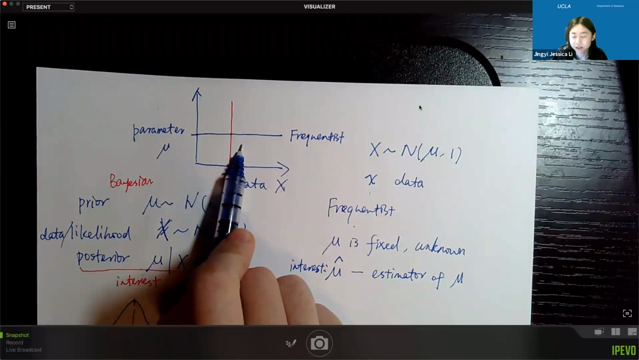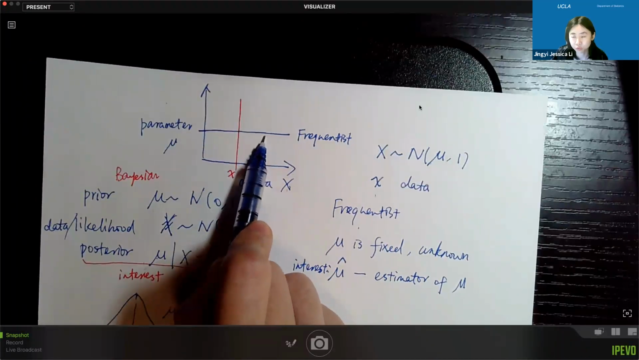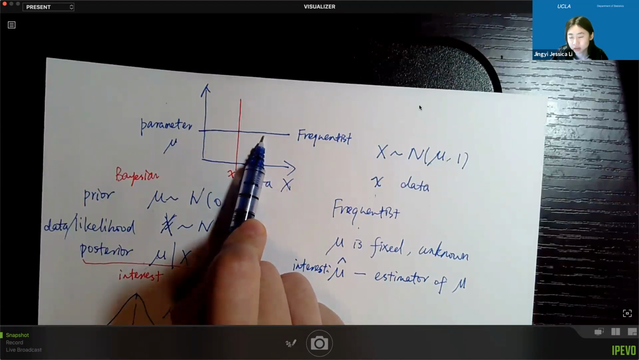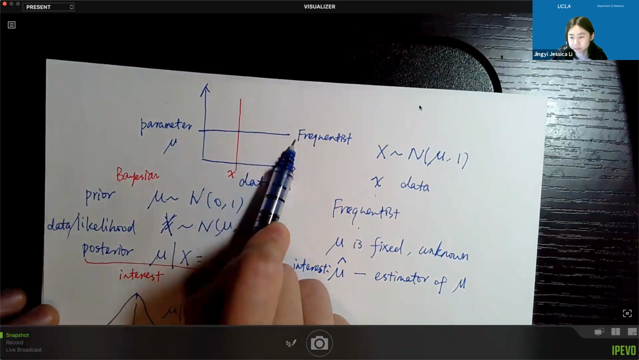Small variance means that if I redo my sampling for data, the estimator value would not change too much, which means that I get a very stable estimator. So these two properties, unbiasedness and small variance, are what we desire for a good estimator under the frequentist paradigm.